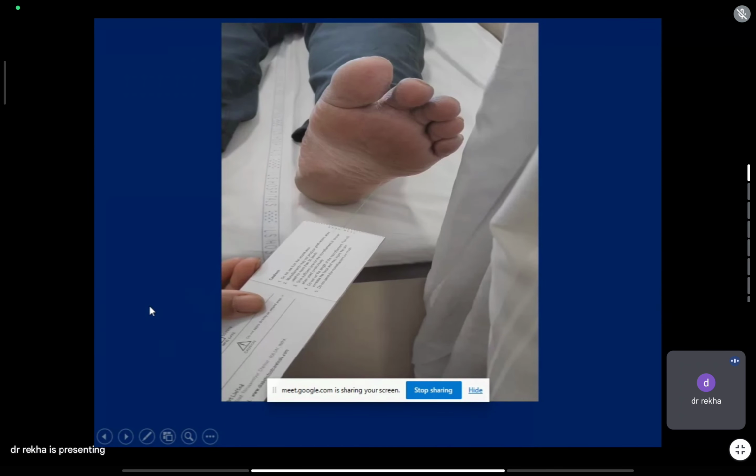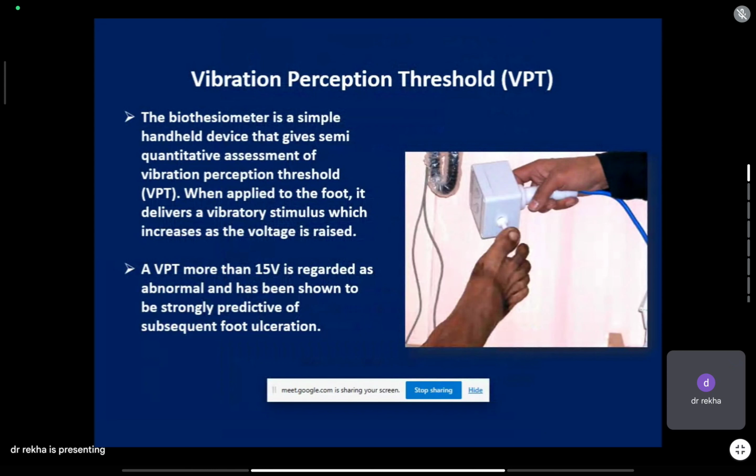If the patient can feel in 2 places, then patient is not neuropathic, and if he is unable to feel in the 2 places, then patient is neuropathic. So this is the vibration perception threshold. Again, it quantifies how much the patient is neuropathic. If it is more than 15 volt, then patient is neuropathic.